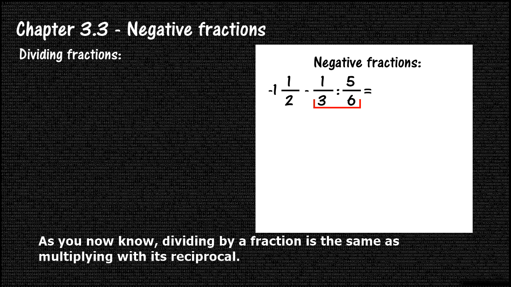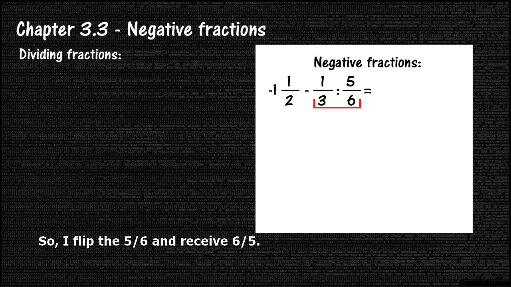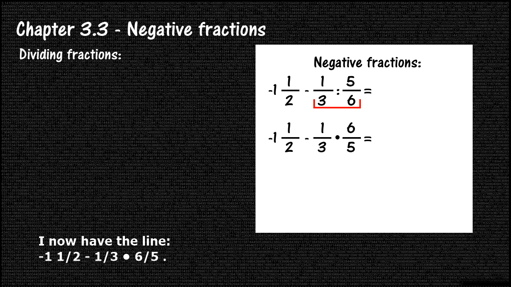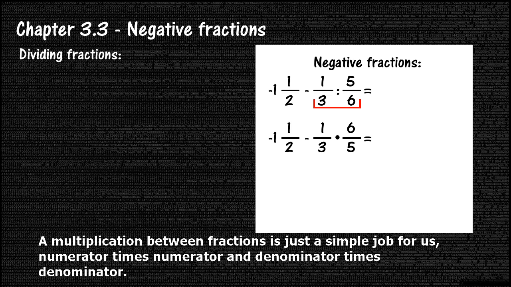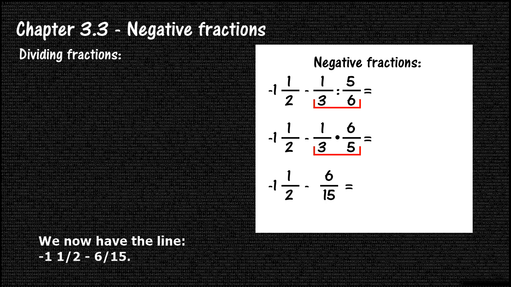As you now know, dividing by a fraction is the same as multiplying by its reciprocal. So I flip the 5 over 6 and receive 6 over 5. I now have the line minus 1 and 1 over 2, minus 1 over 3 times 6 over 5. A multiplication between fractions is just a simple job for us. Numerator times numerator and denominator times denominator. We now have the line minus 1 and 1 over 2, minus 6 over 15.